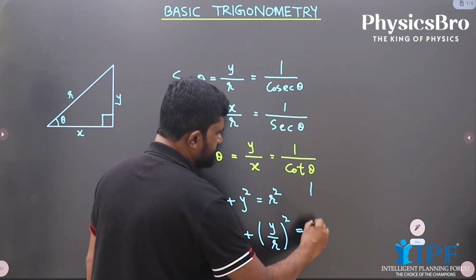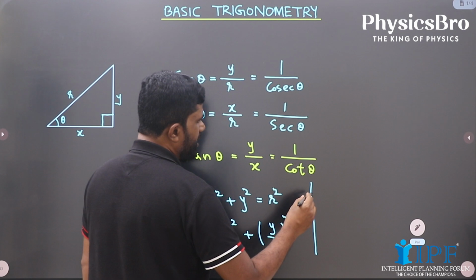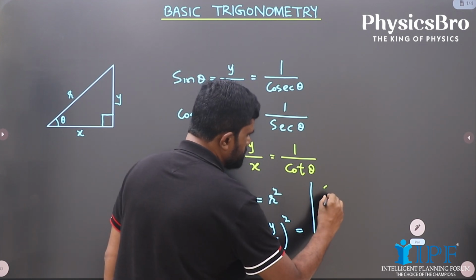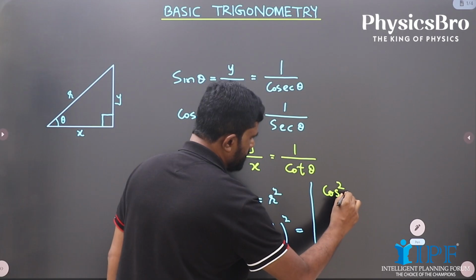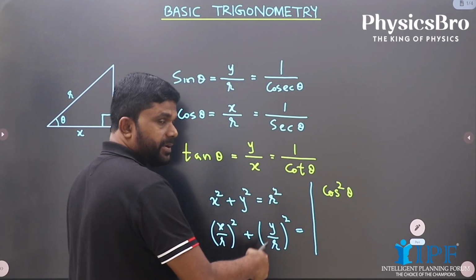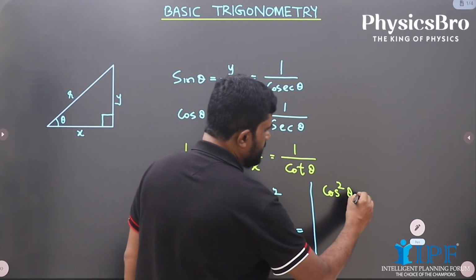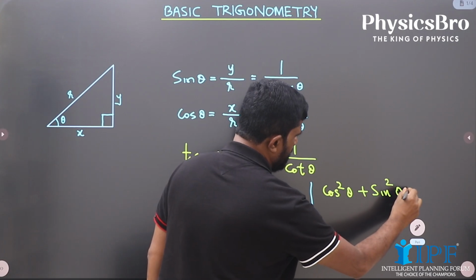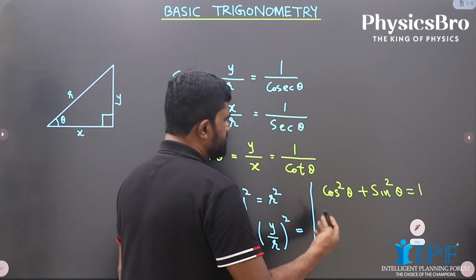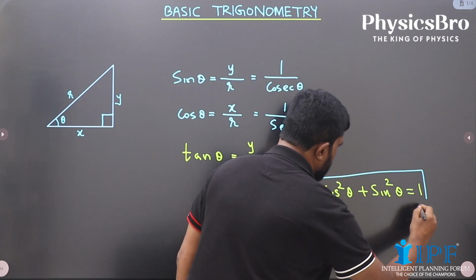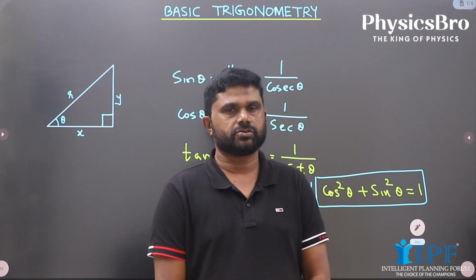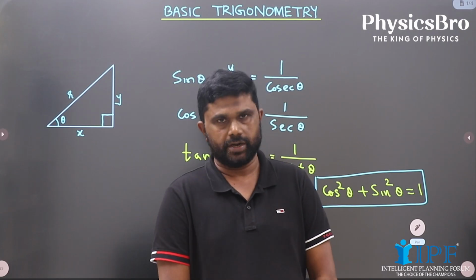Now, what is x by r? X by r is cos theta. So, x by r whole square is actually cos square theta. And what is y by r? That is sin theta. Y by r whole square will be sin square theta. And on the right side we have 1. This is an important result: sin square theta plus cos square theta equal to 1.